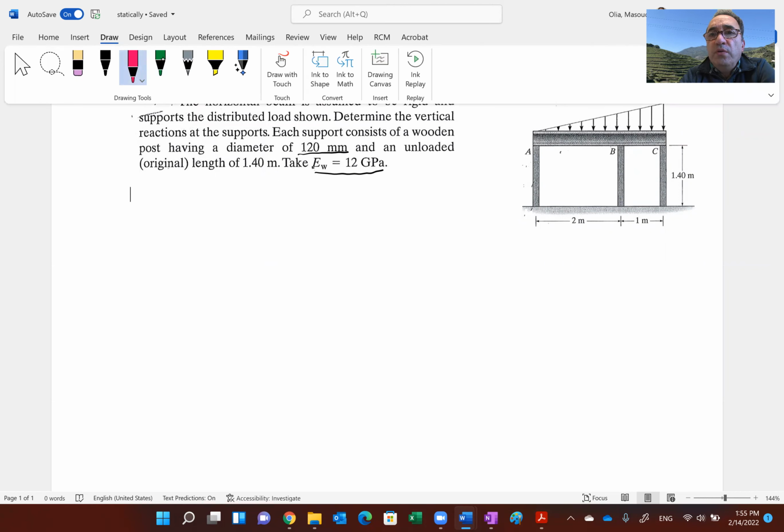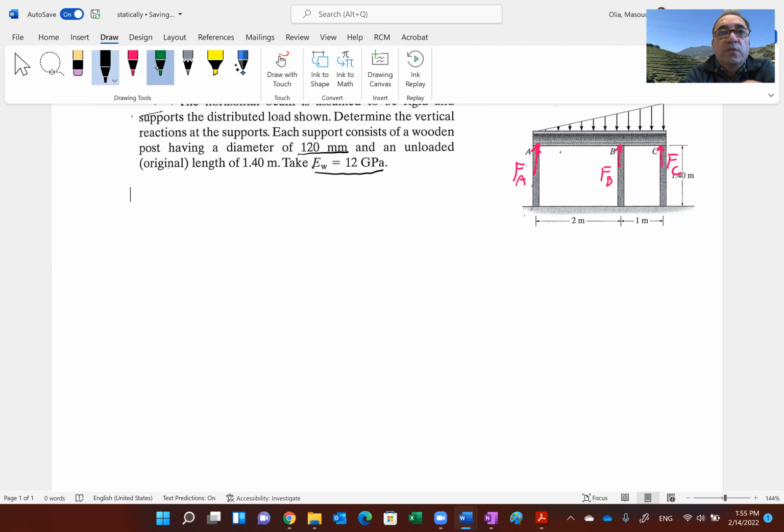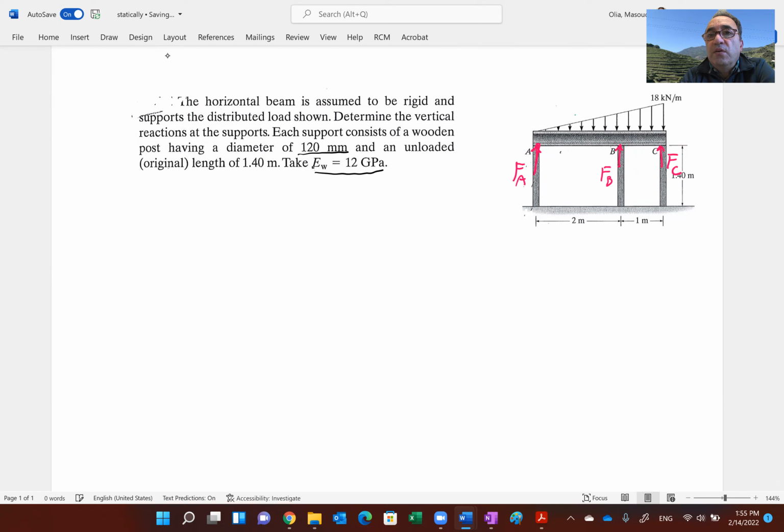So if you draw a free body diagram, we say, okay, this is the reaction developed at post A, similarly reaction at post B and post C. And for the sake of finding these reactions and applying the equilibrium equations, if we change this distributed load to a concentrated load, clearly that would be the area of this load, which is half base of 3 meters times the intensity of 18, so that's 27.